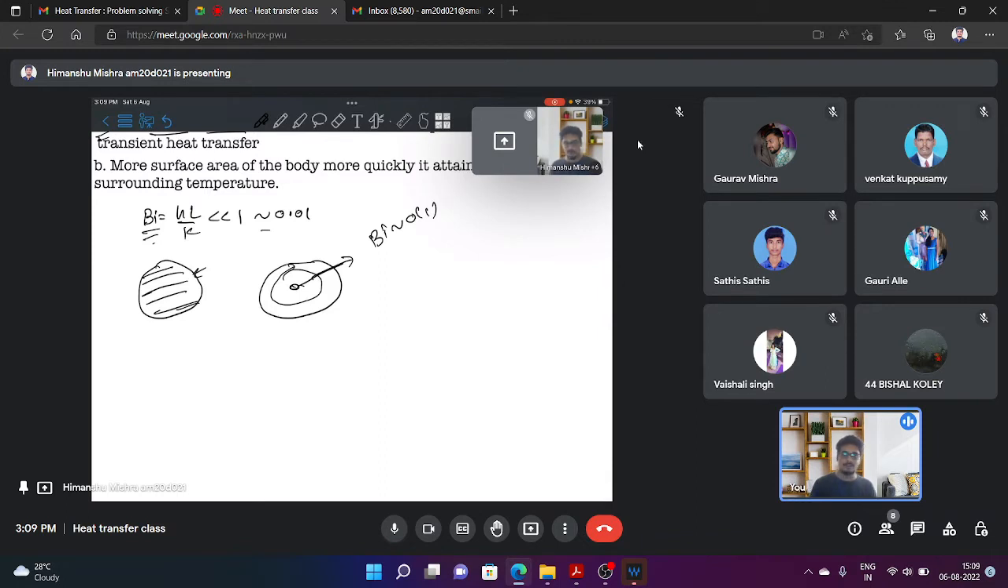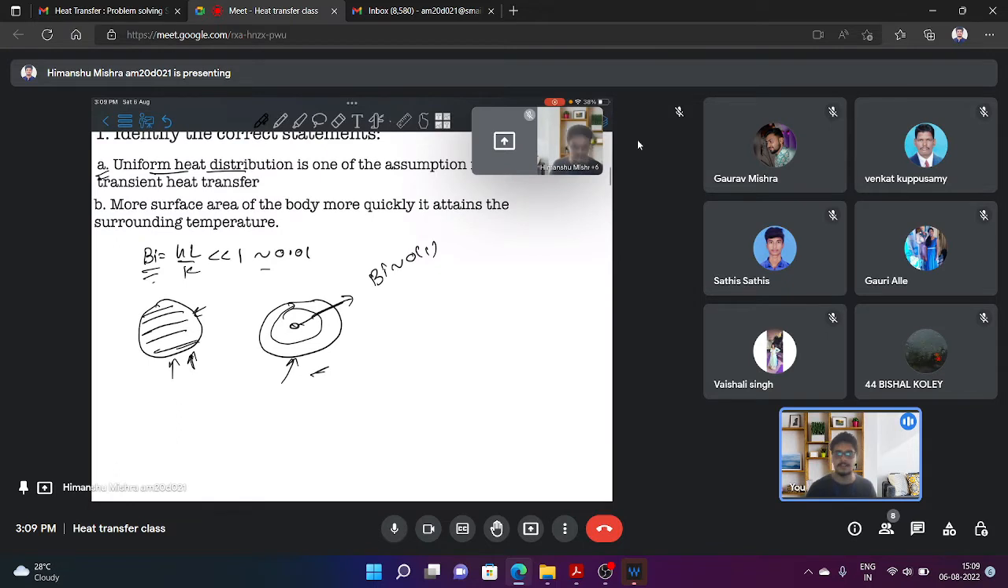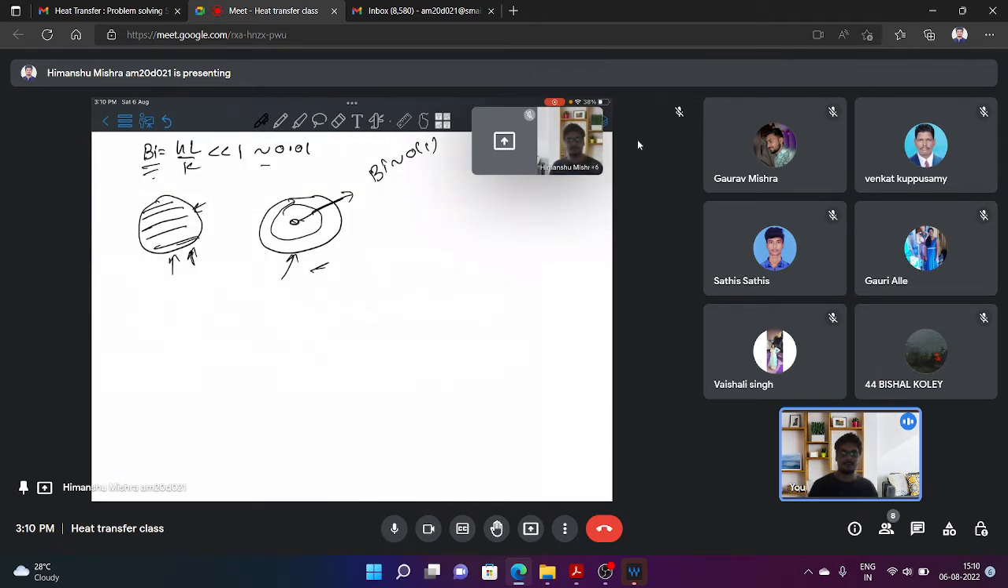So overall, before writing down the equation for lumped heat transfer analysis, you need to ensure that the conduction of your body, whether it is a solid body or any food in a problem, should be very high. Thermal conductivity should be very high to ensure uniform heat transfer across the body. So statement A is the correct statement. Now statement B says that the more surface area a body has, the more quickly it attains the surrounding temperature. Let's analyze this with respect to the lumped analysis.